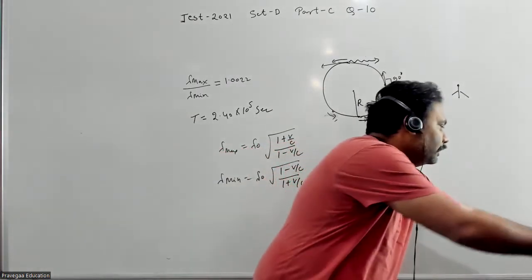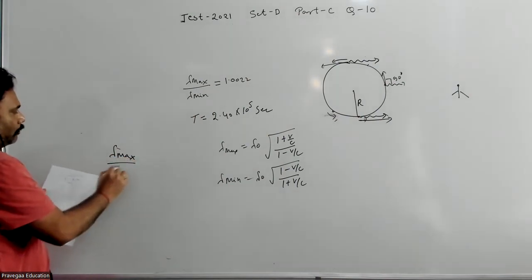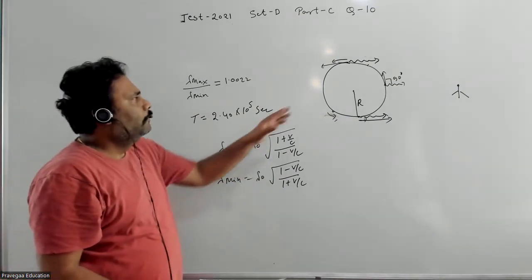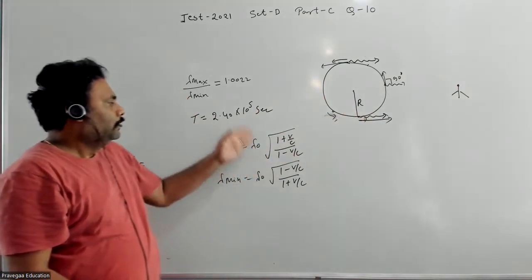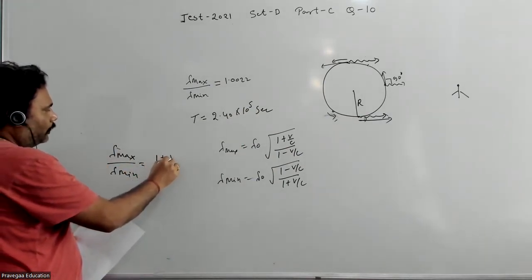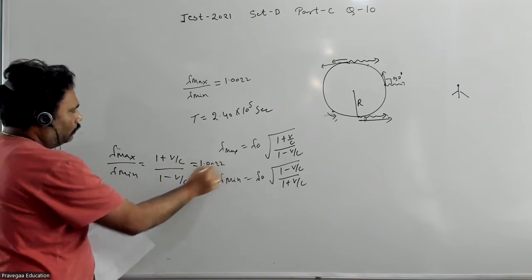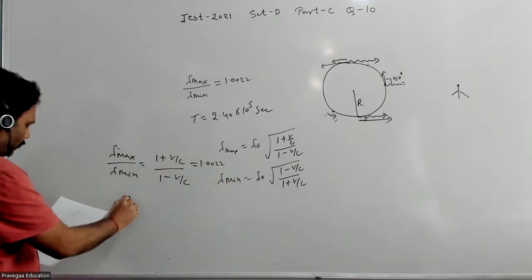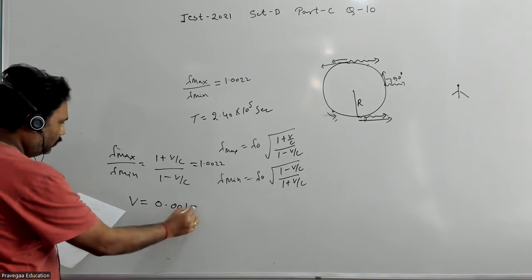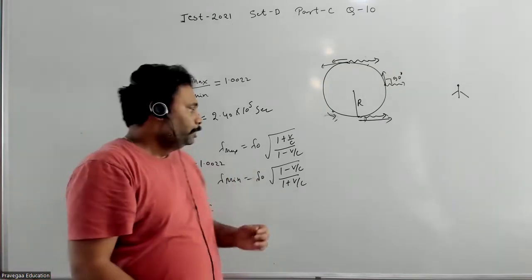So when I do this calculation, we have lambda maximum by lambda minimum. Lambda naught is the wavelength when the star is at rest, the original wavelength. When we calculate, this ratio is 1 plus v upon c over 1 minus v upon c, and this value is given as 1.0022. We can calculate v, and this value is very small, that is 0.00109 c. This is very small, but obviously we have to write it in terms of c because we are talking about the light pulse.